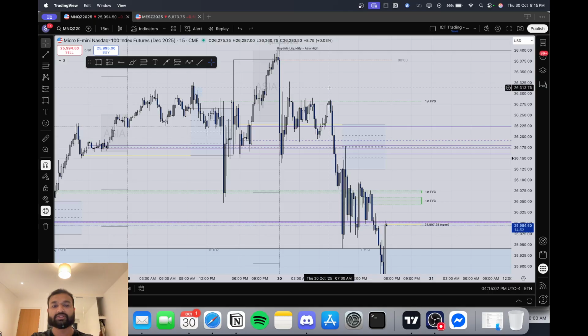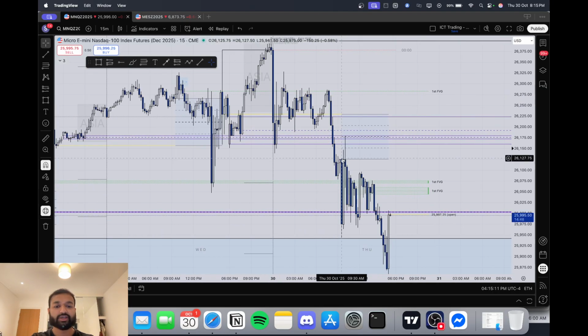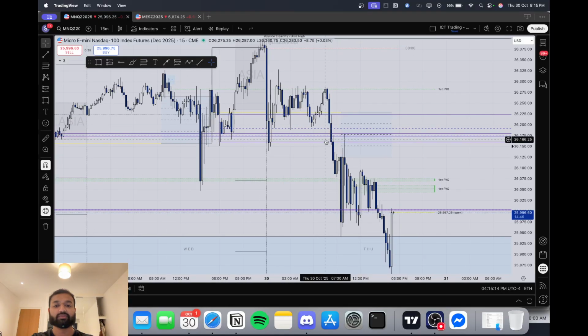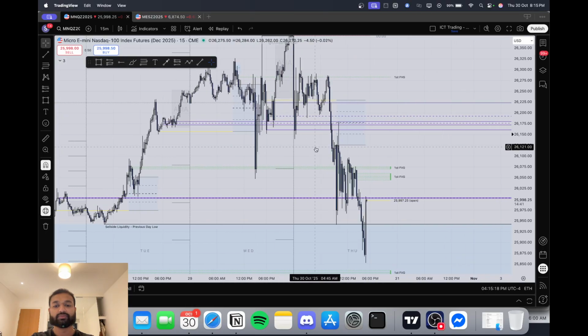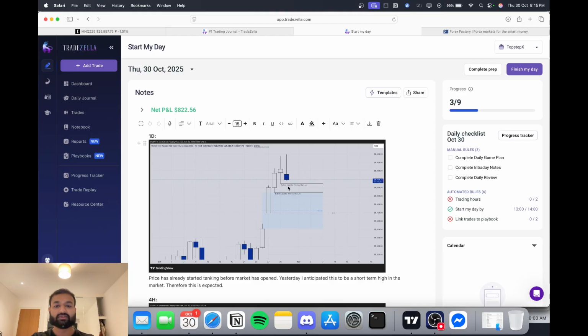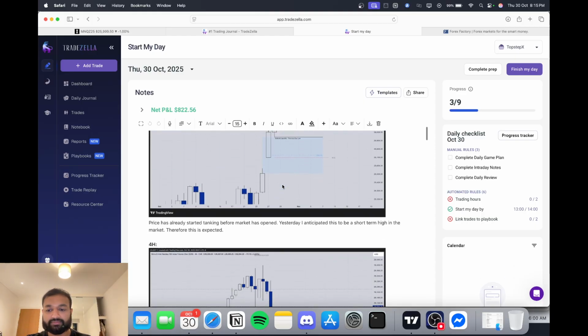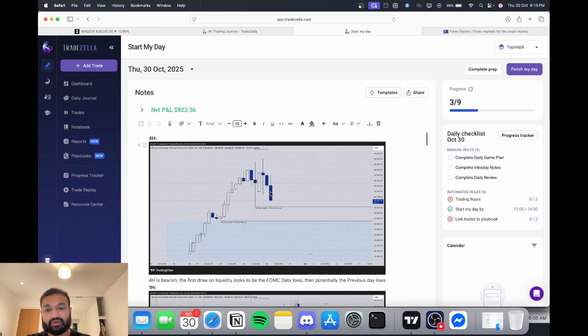So the time was 7:30. That's when we started dropping, but I typically take my trades at 9:30 a.m. So we were already this low, over here, 26,080. And this is where I captured this daily screenshot, which was 30 minutes before open. The 4 hour was already tanking.